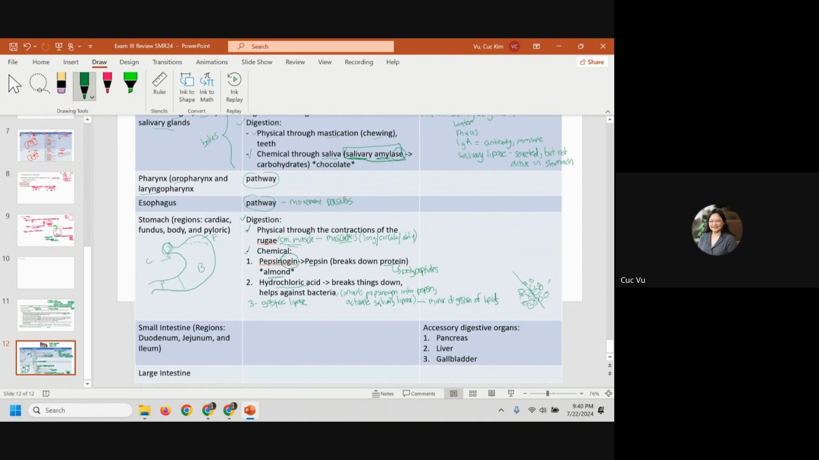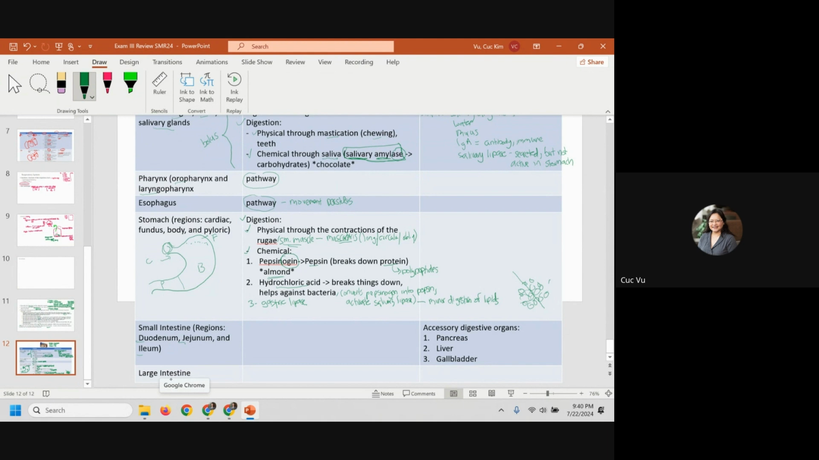Then we have the small intestine. The small intestine is going to include the duodenum, jejunum, and ileum. A good mnemonic to remember this is don't jump in. So don't jump into the small intestine: duodenum, jejunum, and ileum. Now, as we're going through this, you can be really detailed because there's a lot of information in the small intestine.